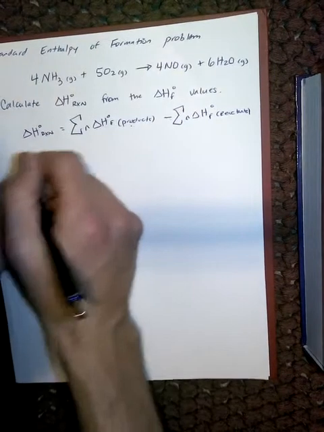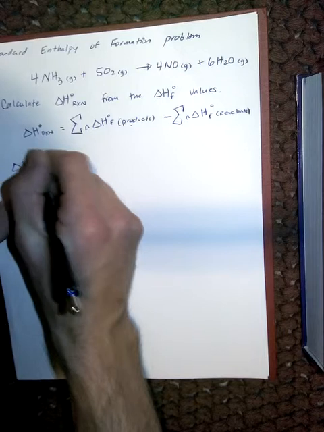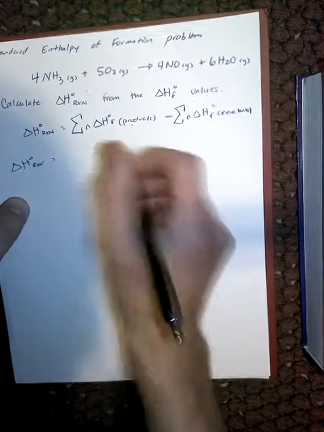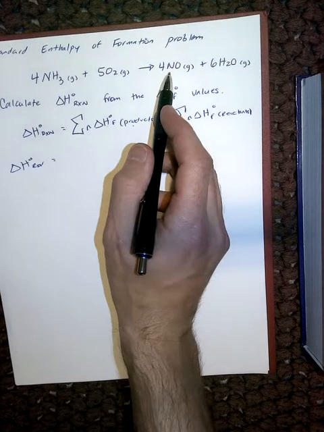So here's how we would do this one. So delta H of the reaction, I'm going to first look up my products. Okay. So let's go to our table.